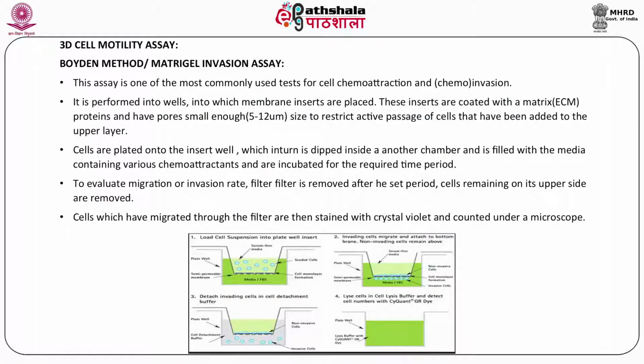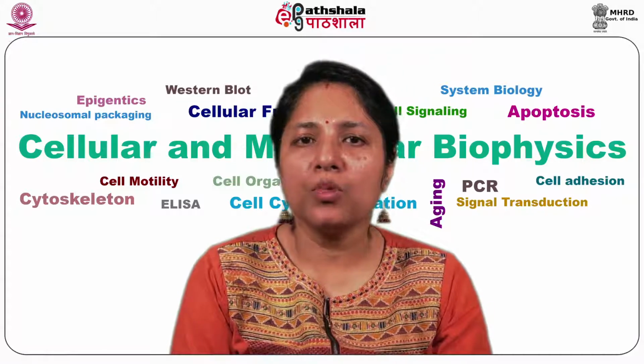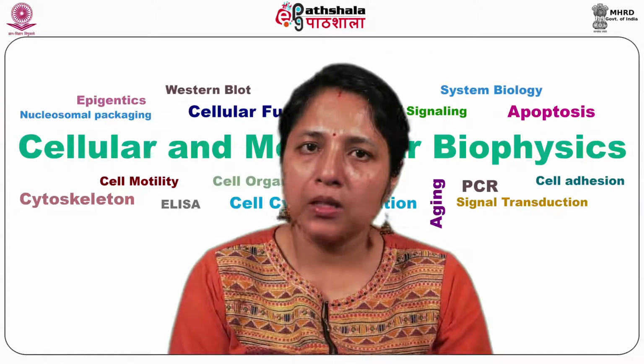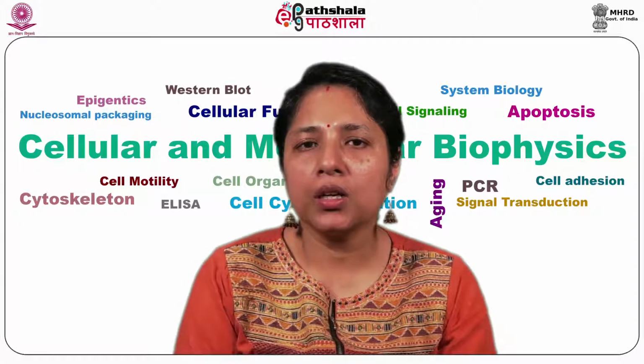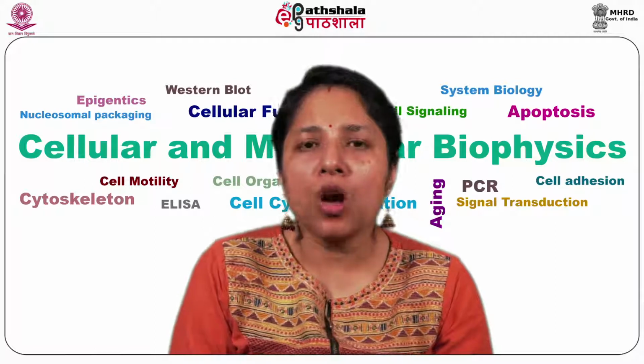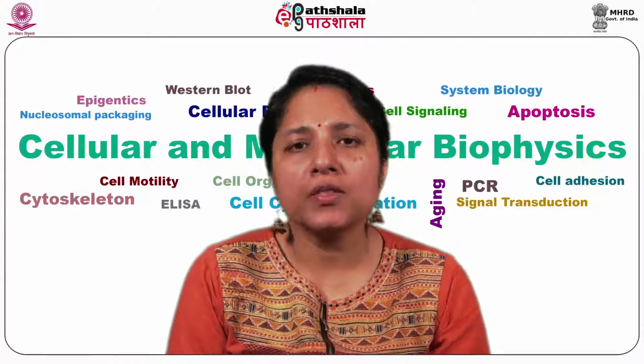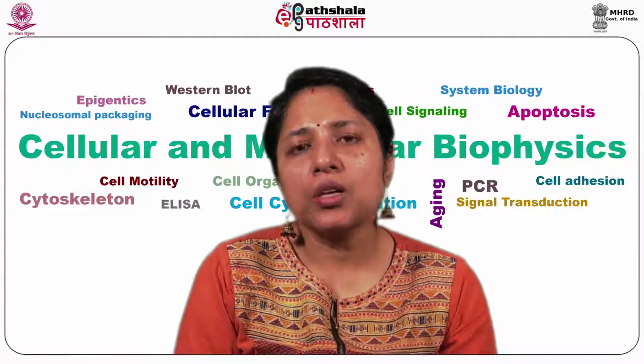Next is the 3D cell motility assay. In this category, the Boyden method, or the matricial invasion assay, is a commonly used method routinely employed to understand cell invasion. It is performed in two wells into which membrane inserts are placed. These inserts are coated with ECM, like extracellular matrix proteins, and have pores small enough, like 5 to 12 micron size, to restrict active passage of cells that have been added to the upper layer.